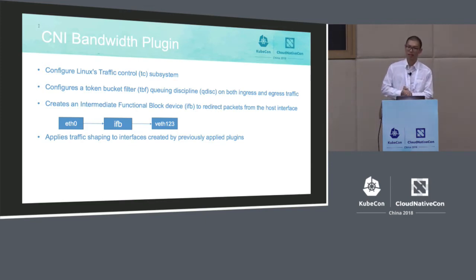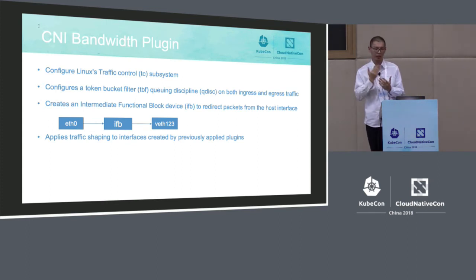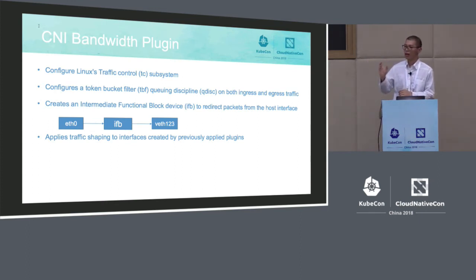The CNI plugin in Kubernetes will finish management. So in Kubernetes, if we want to control the traffic, in CNI we need to finish the support work. The bandwidth plugin will configure the filter and flow. The algorithm uses token bucket, TB.